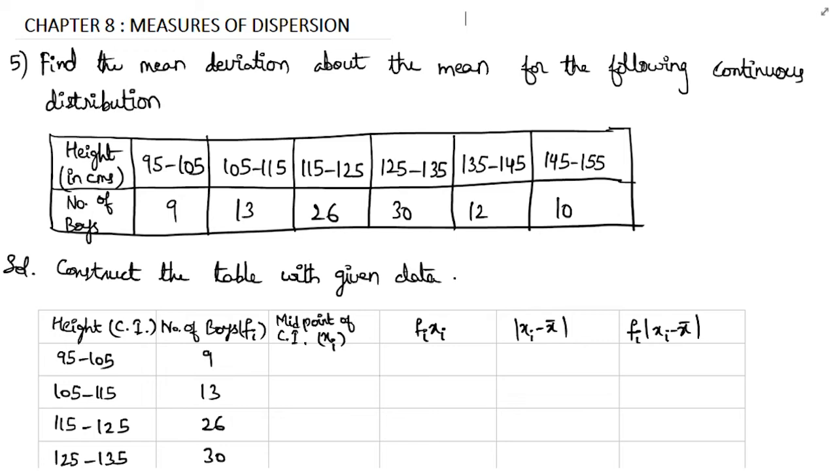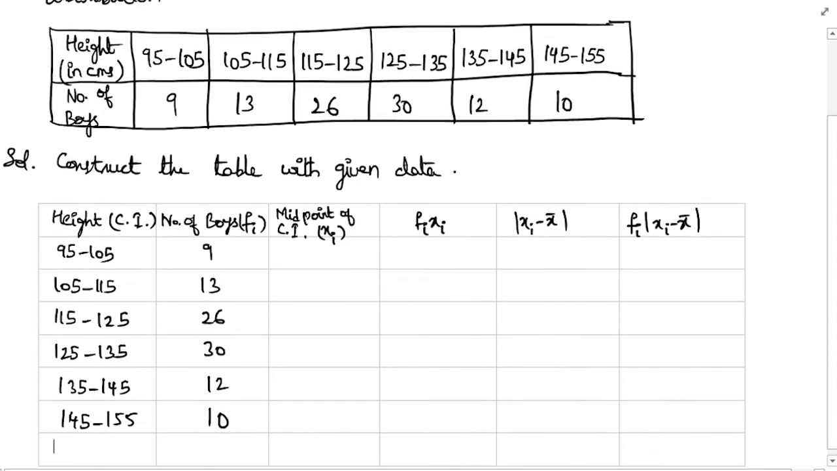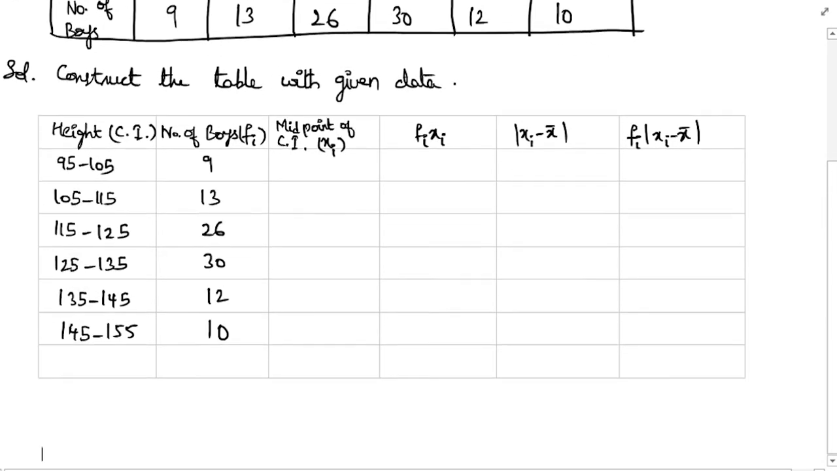So now the first question: find the mean deviation about the mean for the following continuous distribution. Even here I have already made a table. I have already written the values of the class intervals, that is height, and the number of boys, that is frequency. Now we'll move on to the other columns.